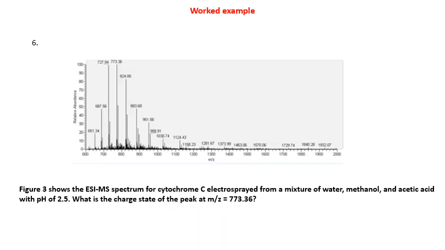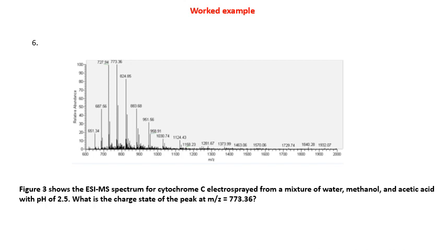This is the last example of ESI mass spectrometry. This is the ESI mass spectrum for cytochrome C electrosprayed from a mixture of water, methanol, and acetic acid with a pH of 2.5. The mass spectrum is shown over here. The question asks: what is the charge state of the peak at m/z equal to 773.36? You can see that this is the highest intensity peak, 773.36, that is the base peak.